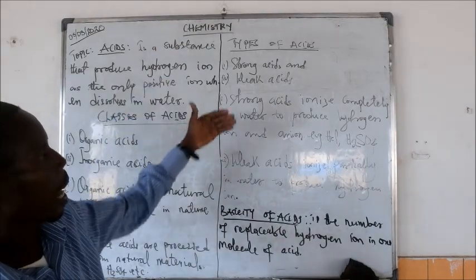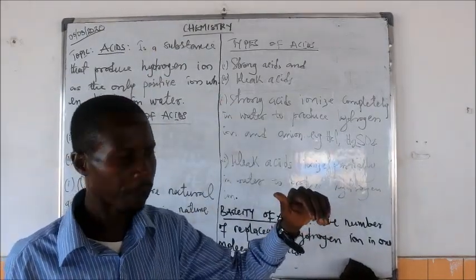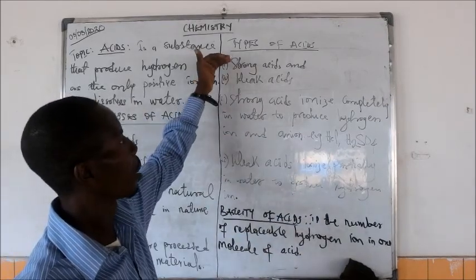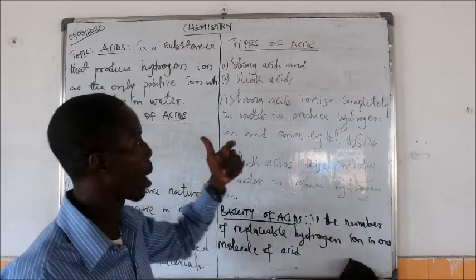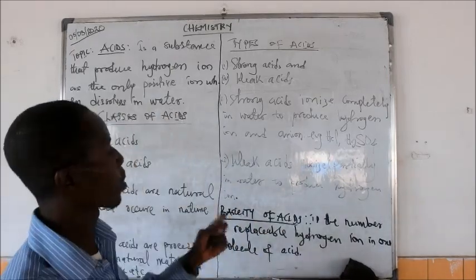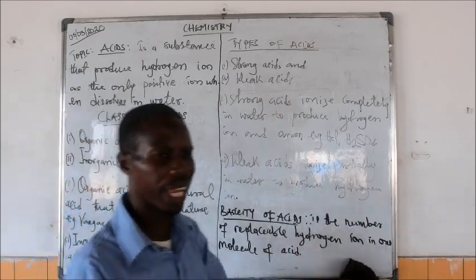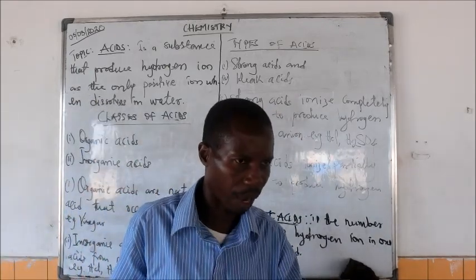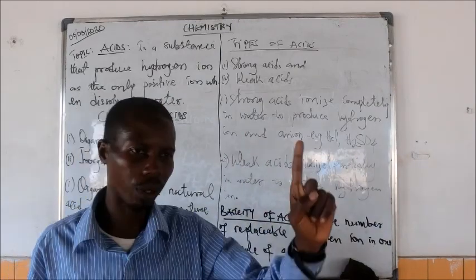Then, now apart from the classes, we have types. The types are just two, the same way we have the classes. We have weak acid and we have strong acid. When it comes to the strong acid, they ionize completely in water to produce hydrogen ion and anion.